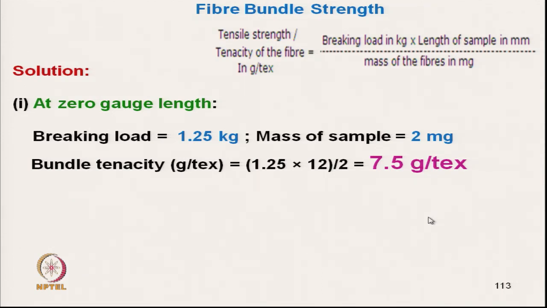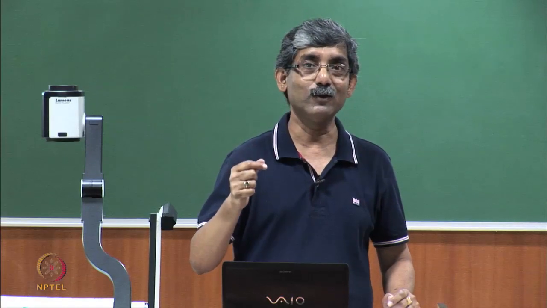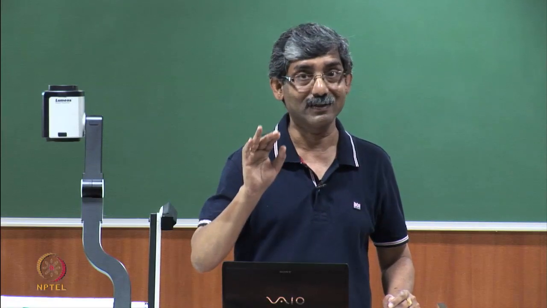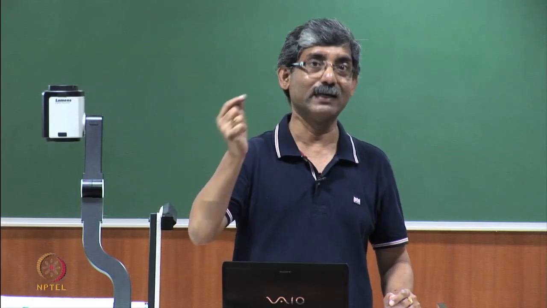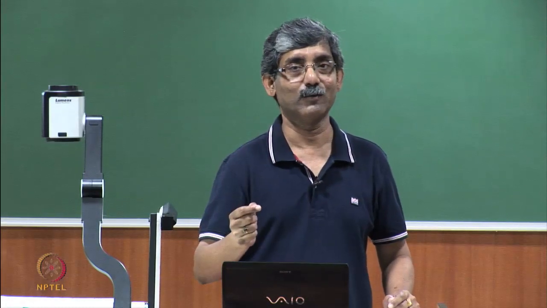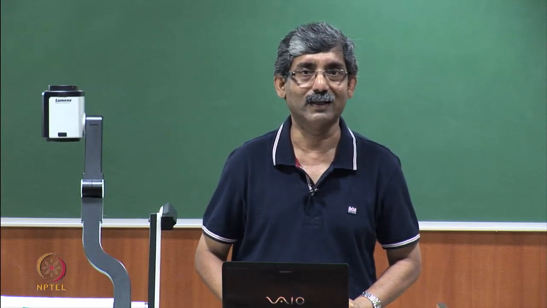increase the gauge length for the same cotton, we will get a value which will be lower than the 0 gauge length, because a similar weak link effect will be there in bundle strength. If the gauge length is increased, typically we should get a value lower than that.